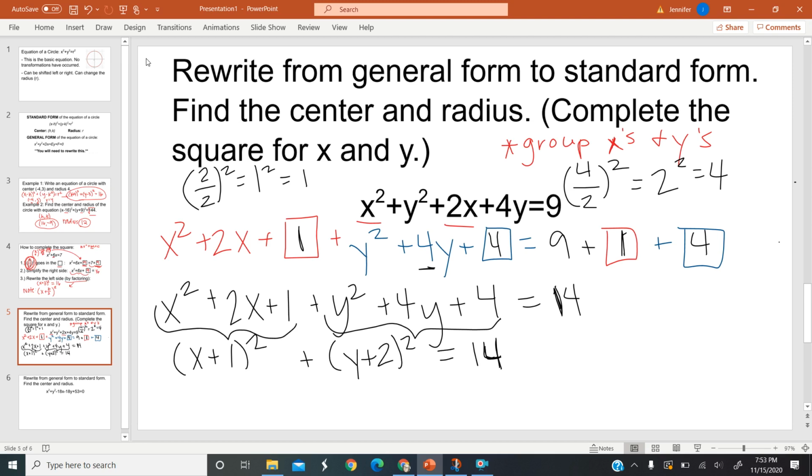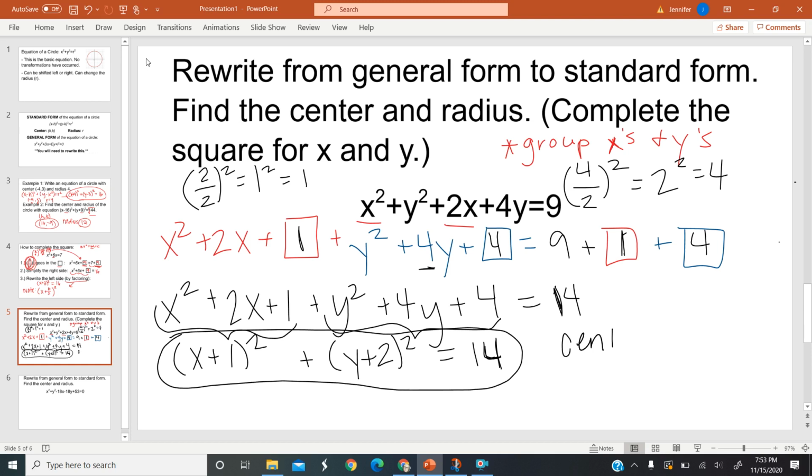So for my y factor there, I just did the 4 divided by 2. So for that b divided by 2 thing, for my factor, I just did 4 divided by 2, which gave me the plus 2 in there. And so then that puts everything in standard form for us. So this is the equation that we're going to want to use to find the center and radius.